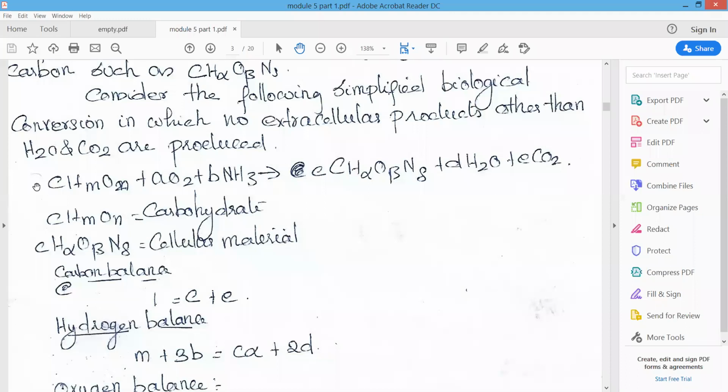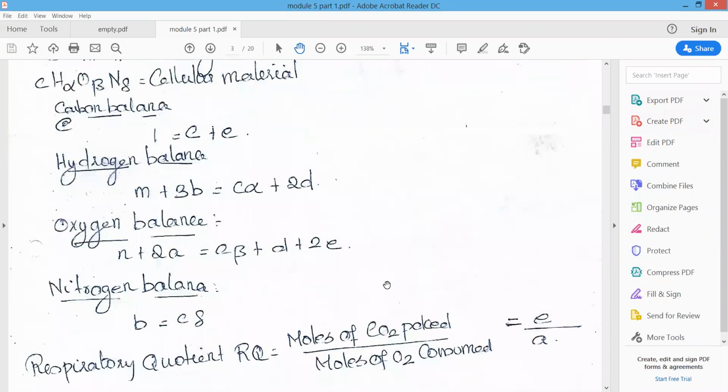And next, hydrogen means 1 into M, or M into 1, you can also write. M into 1 plus 3 into B gives alpha into C plus 2 into D. In the same way we have written for oxygen and nitrogen. So this is called the elemental balance.